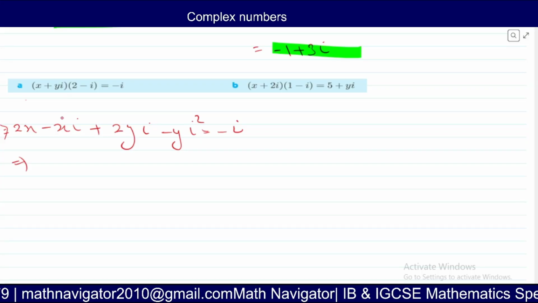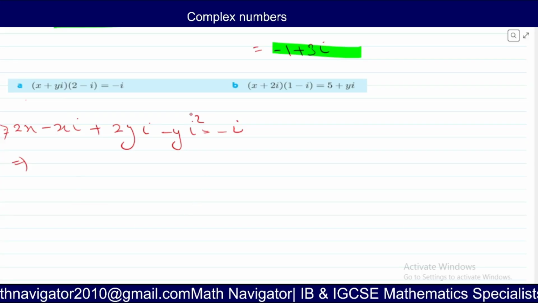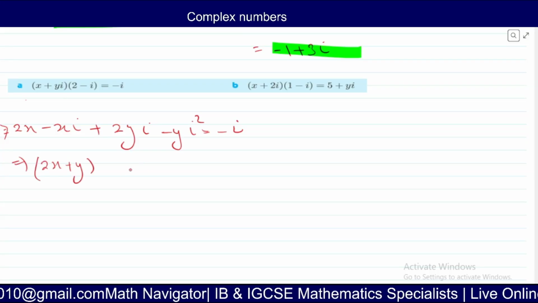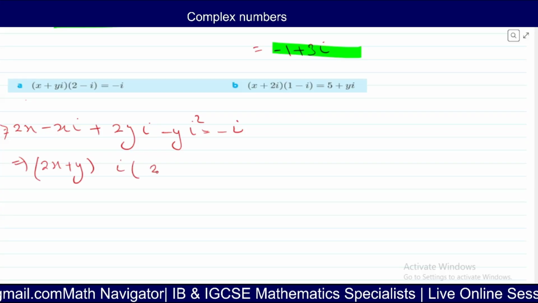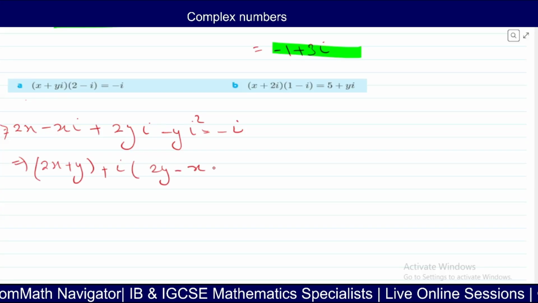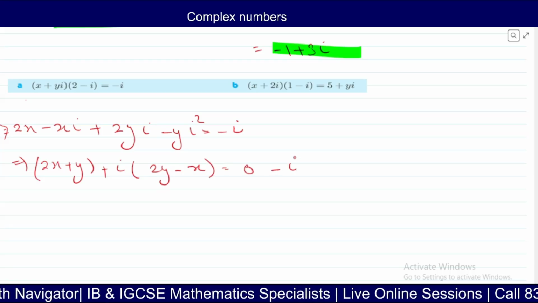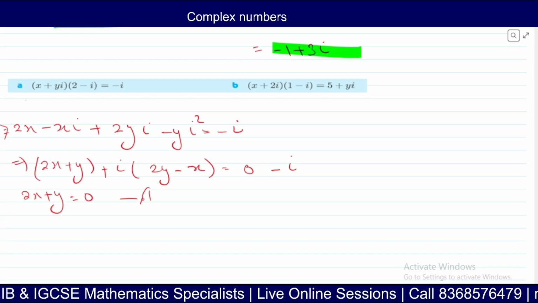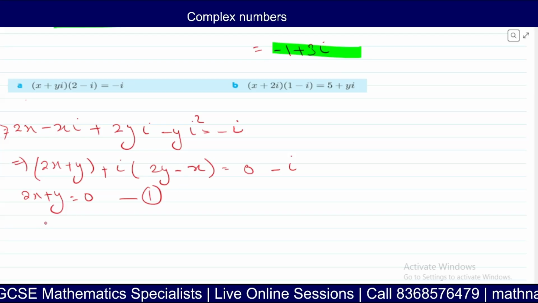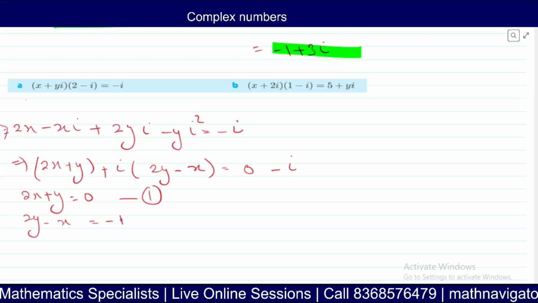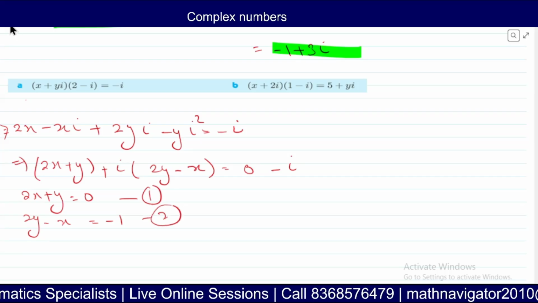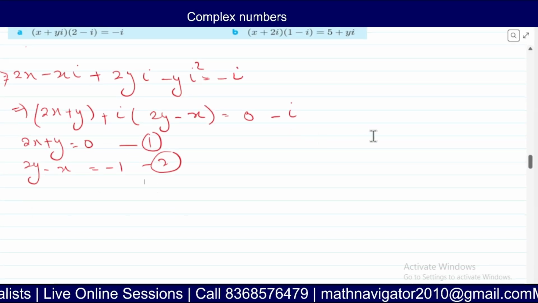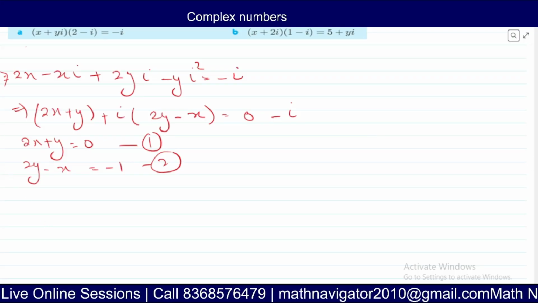What I can write is, I'll separate the real and the imaginary part. So i squared is equal to negative 1, so it becomes plus y. So 2x plus y is one side, right? And i times 2y minus x is another side. So this is equal to 0 minus i. So I have two equations: 2x plus y is equal to 0, equation 1, and 2y minus x is equal to minus 1, this is my equation 2. Comparing the coefficients, I have compared the real parts and the imaginary parts, right? So now let's see what happens.